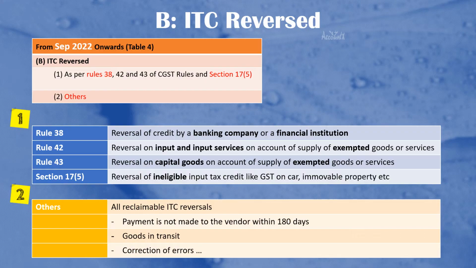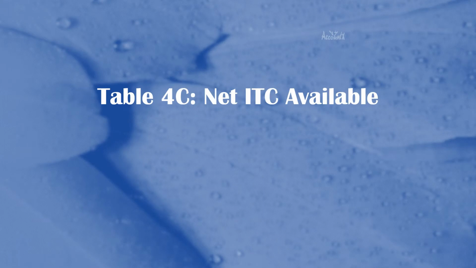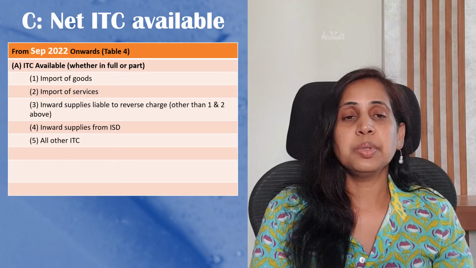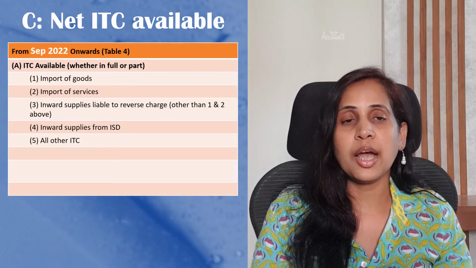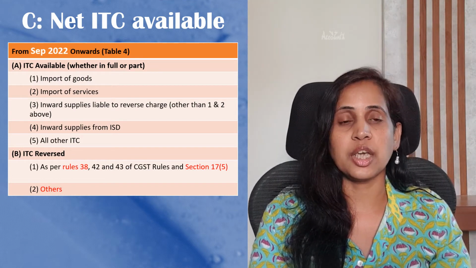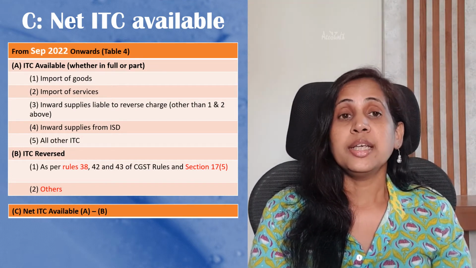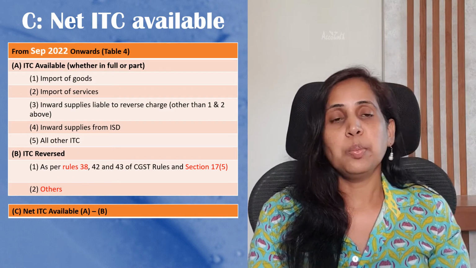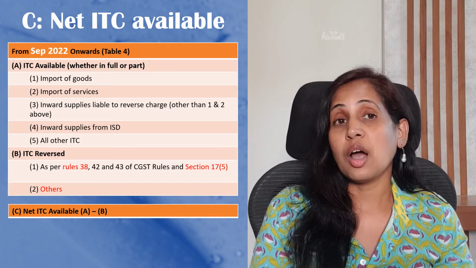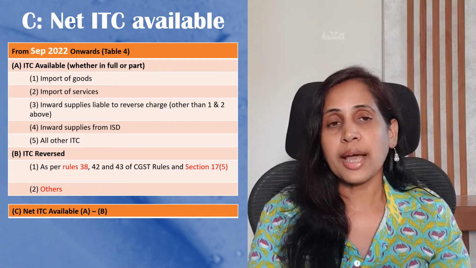Then next, let's say you have made some mistakes in your earlier GSTR3B. Say you have availed excess input tax credit. So to reverse such excess credit, you can use this particular head. Next, part C, net ITC available. This is very simple. The difference between part A and part B is your part C. So net ITC available is the total input tax credit that you are allowed to avail during the tax period.